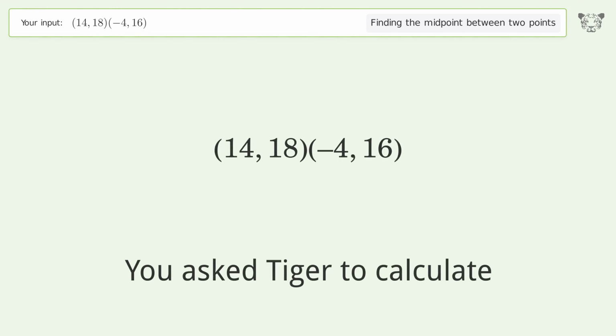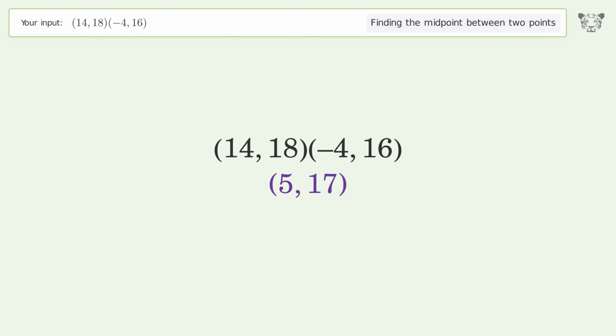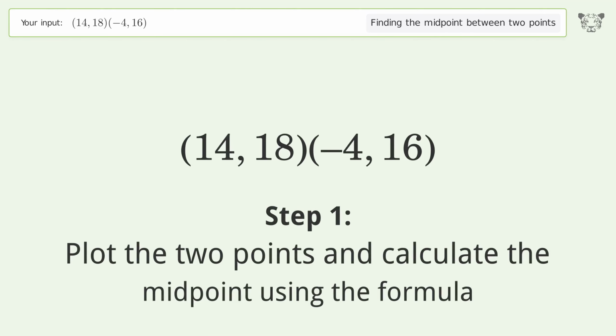You ask Tiger to calculate. This deals with finding the midpoint between 2 points. The midpoint between the 2 points is 5,17. Let's solve it step by step. Plot the 2 points and calculate the midpoint using the formula.